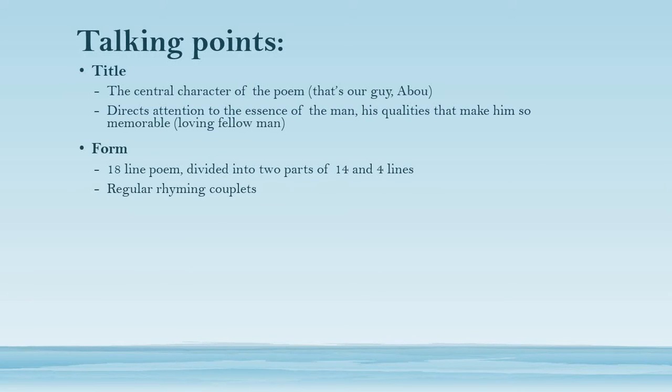Secondly, we also have the form. It is an 18-line poem. It is separated into two parts, two stanzas. The first part is quite long. It is of 14 lines, while the second part is just of 4 lines, right? The last 4 lines of the poem provide the conclusion, which has a sort of happy climax in it. The reader is quietly pleased and quietly surprised by the development that occurs at the end of the poem.